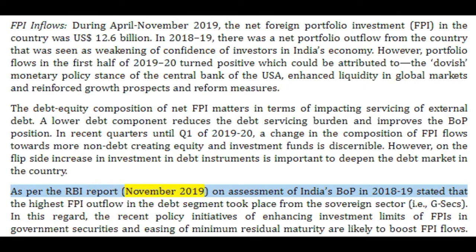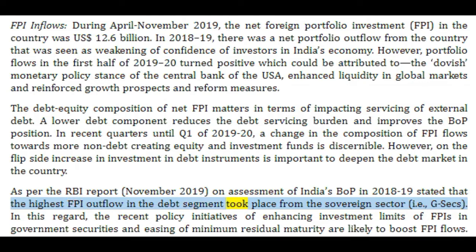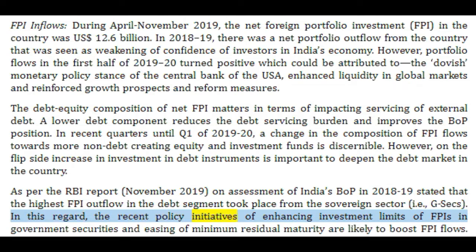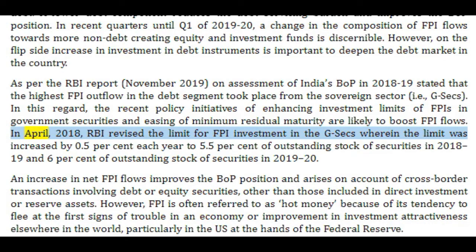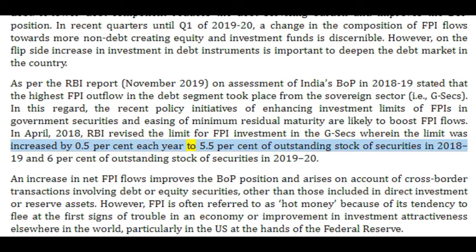As per the RBI report, November 2019, on assessment of India's BOP in 2018 to 2019 stated that the highest FPI outflow in the debt segment took place from the sovereign sector, i.e., G-Secs. In this regard, the recent policy initiatives of enhancing investment limits of FPIs in government securities and easing of minimum residual maturity are likely to boost FPI flows. In April 2018, RBI revised the limit for FPI investment in the G-Secs, wherein the limit was increased by 0.5% each year to 5.5% of outstanding stock of securities in 2018 to 19 and 6% of outstanding stock of securities in 2019 to 20.